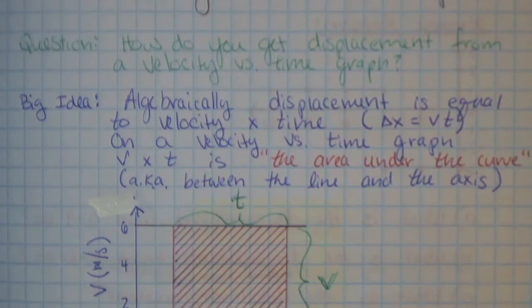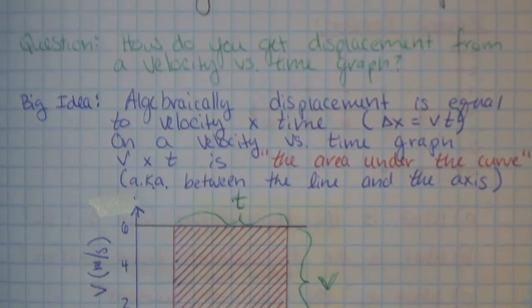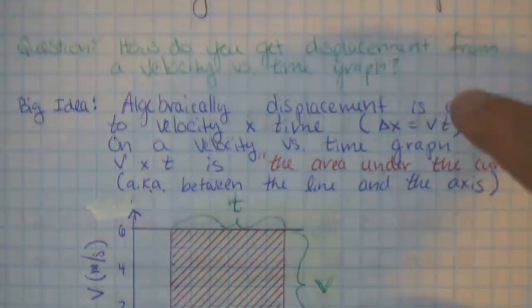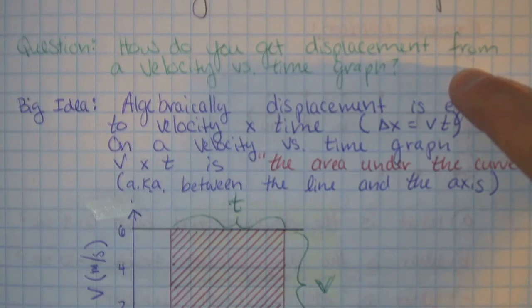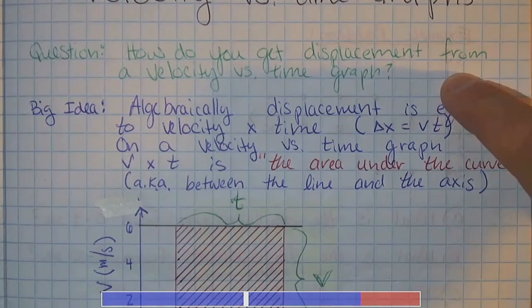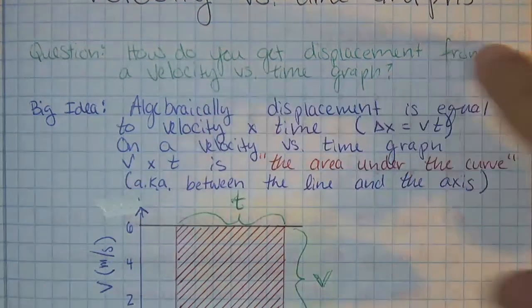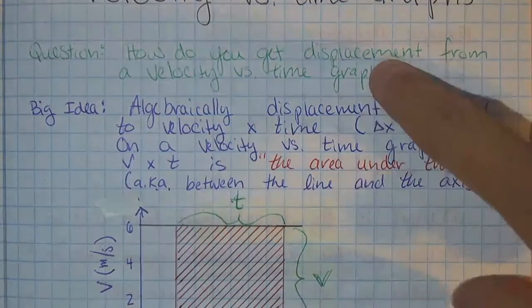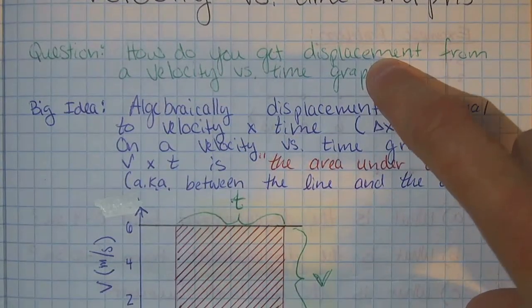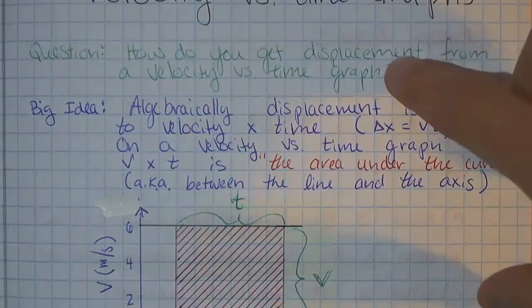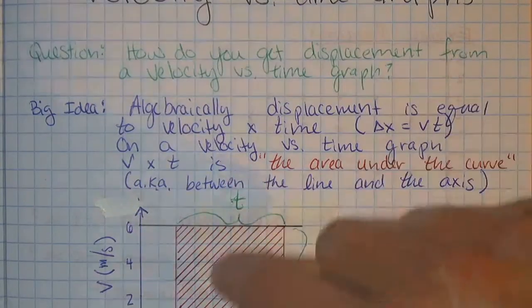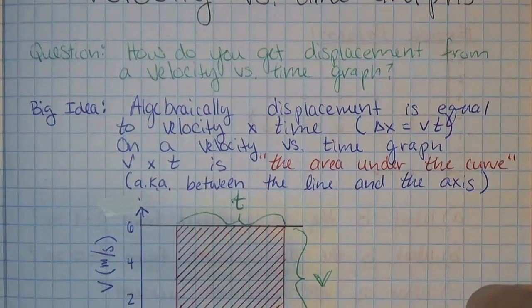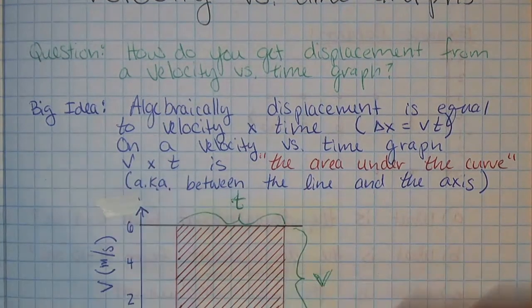All right, hi. We are going to be looking at the notes for the velocity versus time graphs. So the question that's guiding our notes today is how do you get displacement from a velocity versus time graph? Displacement is how far you are from where you started, or sort of the distance you traveled, right? So if you have a velocity versus time graph, that's of course showing you how fast you're going and in what direction. But how do you get how far you went from that?